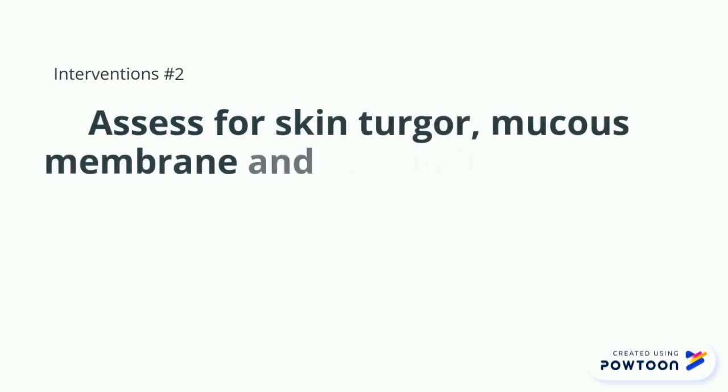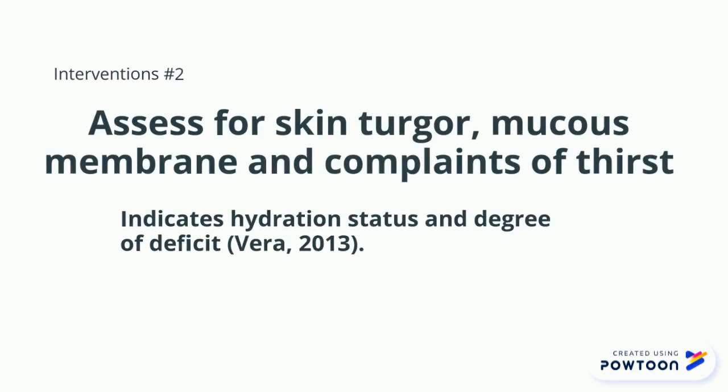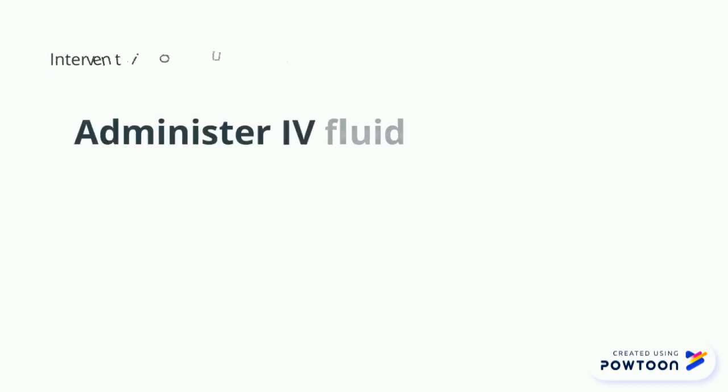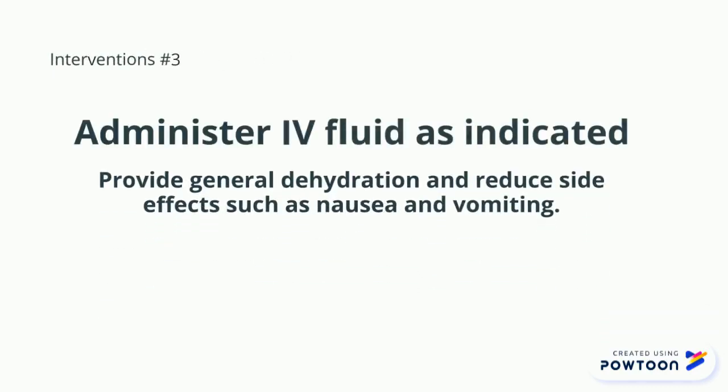Then we should assess for skin turgor, mucous membrane, and complaints of thirst, which indicates hydration status and degree of deficit. The third nursing intervention is to administer IV fluid as indicated, which can provide general dehydration and reduce the side effects such as nausea and vomiting.